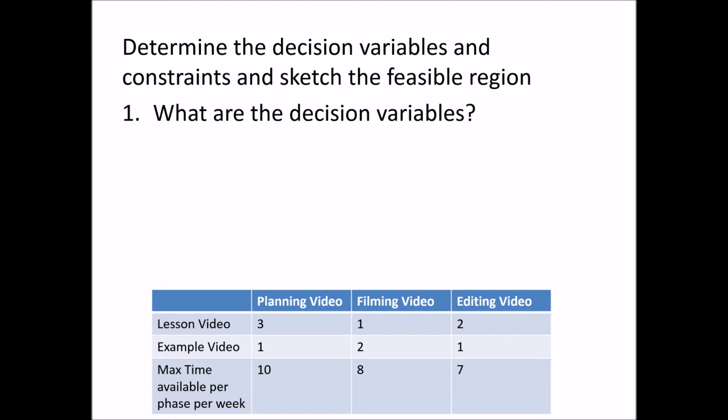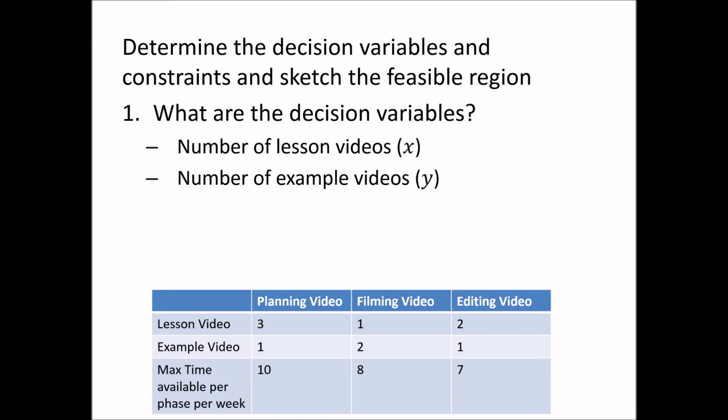Well, there's two things that I'm trying to understand here. I'm trying to figure out how many videos of each type I can make. So I've got the number of lesson videos made in a week, which I'll call X, and the number of example videos, which I'll call Y. You could have done it the other way around, but for now, we'll refer to the lesson videos as X, and the number of examples as Y.